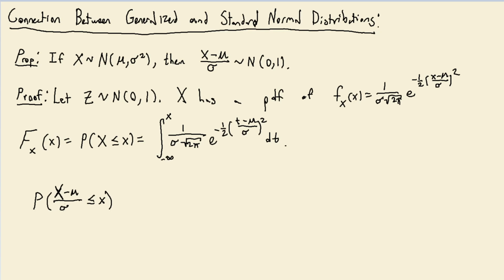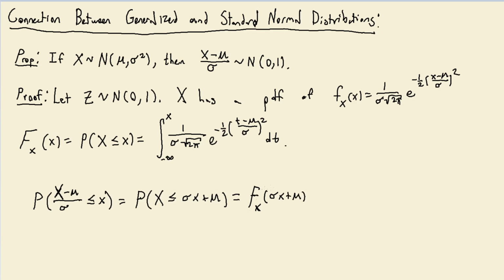I'm sure you will agree with me, if you manipulate this inner part here algebraically, this is exactly the same as saying that this is equal to the probability of the random variable being less than or equal to sigma x plus mu. These two statements are equivalent. These probabilities are equal. And this is just the cumulative distribution function for the distribution that we already know, but evaluated now, instead of at x, at sigma x plus mu.